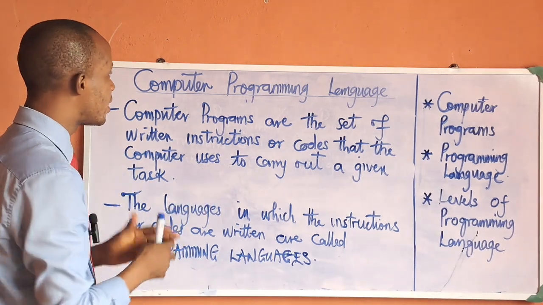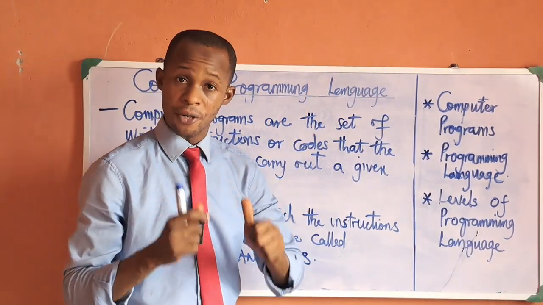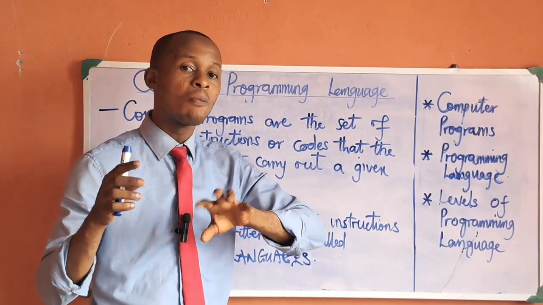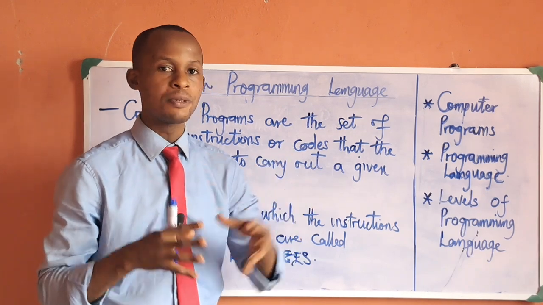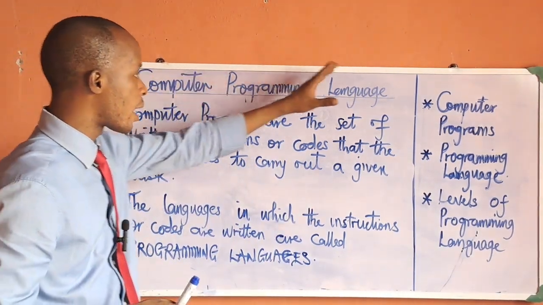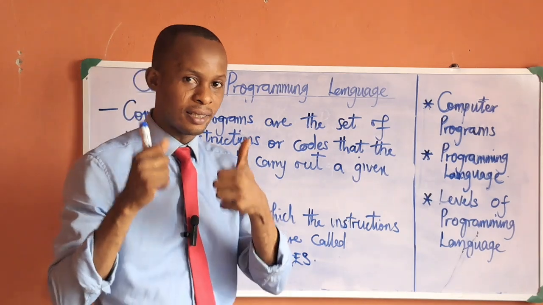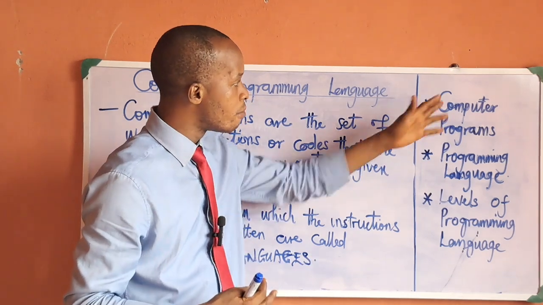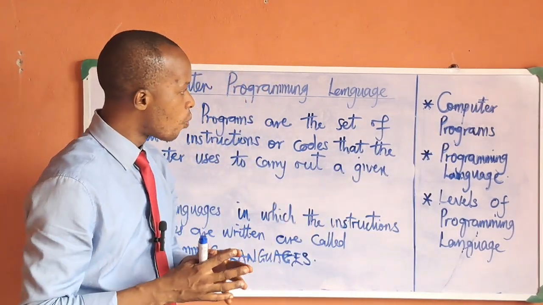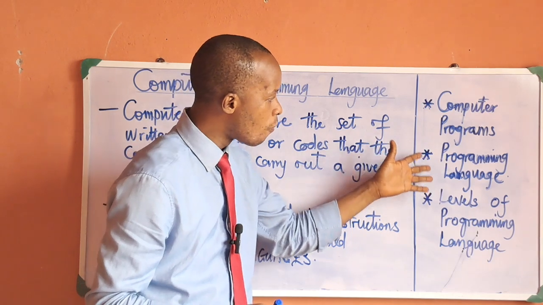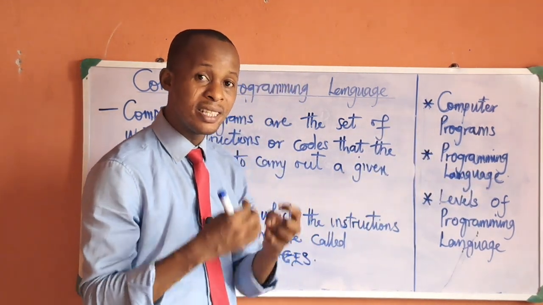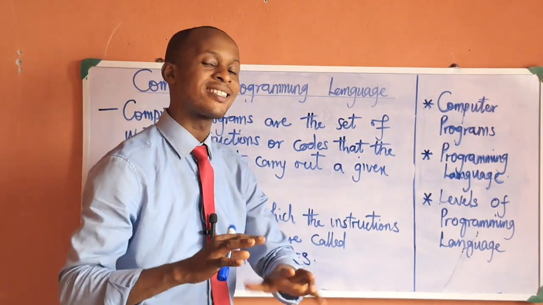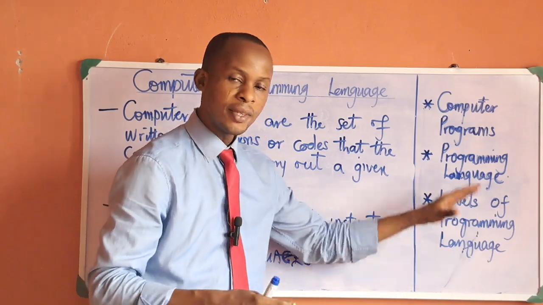The topic we are going to be looking at is computer programming language. Of course, computer programming language is a hot topic in the computing world. Under computer programming language, we are going to be looking at majorly three things. The first will be the meaning of computer programs, then the meaning of programming language, with a detailed explanation of what programming languages are, and also the categories or levels of programming language.